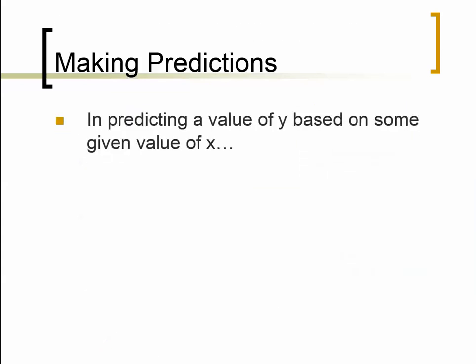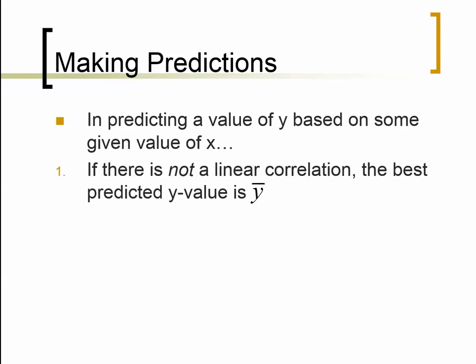In predicting a value of y based on some given value of x, it's very important to first see, is there linear correlation? So we always take the absolute value of R that we get from the calculator and we compare it to the critical value that we can get from table A6. Okay, so the absolute value of R must be greater than that critical value. If it is not, then we cannot use a prediction equation.